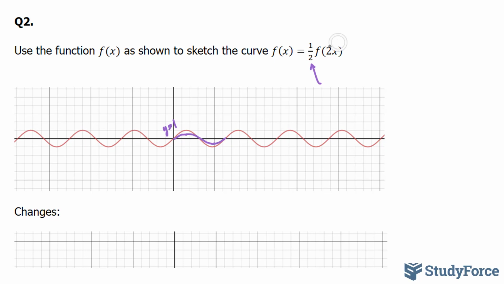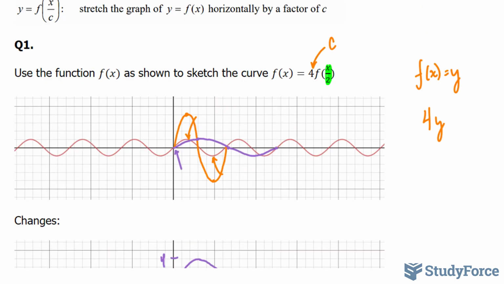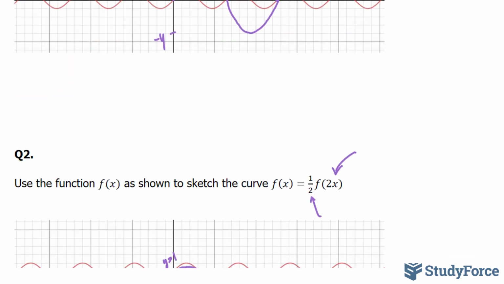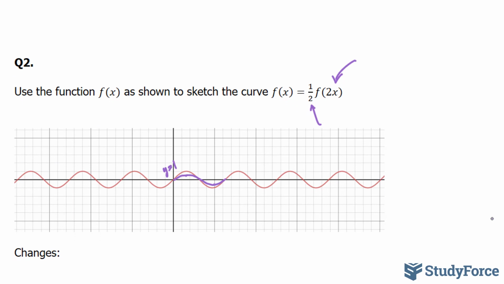Next, we will focus on this part. Now let's go back and see what that means. 2x. This tells us to compress the graph horizontally by a factor of c. So this time, all of our x values will be compressed by 2. This x value right there is 0, so 0 divided by 2 is the same thing.